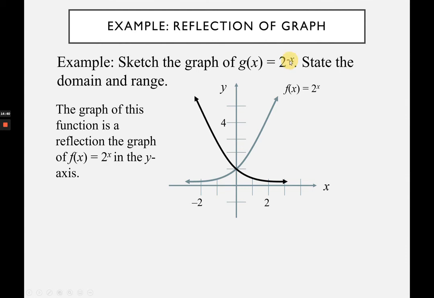That's the case if you graph the parent function 2 raised to x, raising it to a negative x. The graph will just be a reflection over the y-axis. Next, domain and range will be the same for both the original and your negative x.